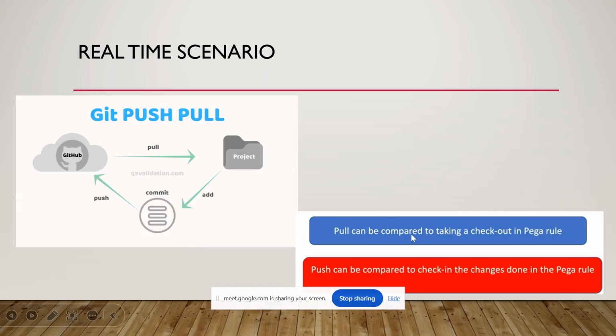You can see here, it can be compared to taking a checkout in a Pega rule. It is nothing but you are using that rule, you are checking it out, you will be making the changes, and push is nothing but you are checking those code changes into the Pega environment. Clear? So let's understand a sample demo of how checkout and check-in work.